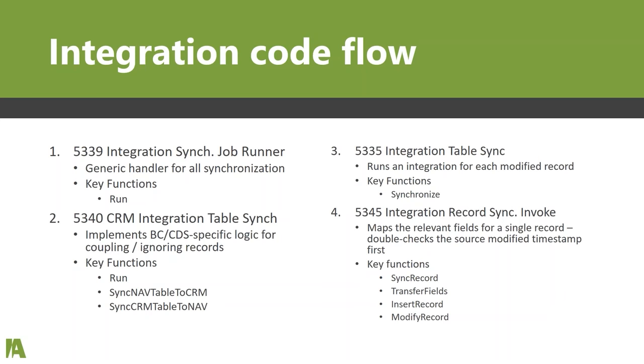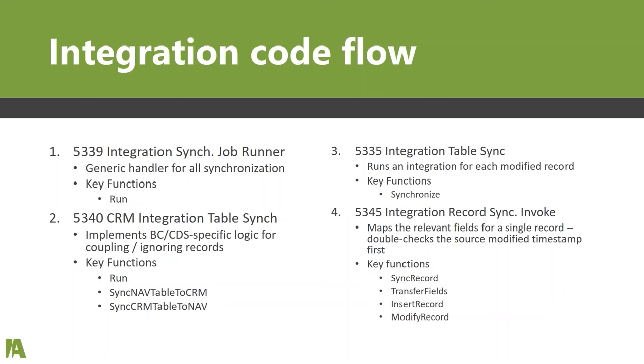So I have a listing of the code units that are actually important, in the order that they run, and I've pulled out some of the most important functions. As I was saying, all of the job queue jobs are set up to run the integration sync job runner with a table ID as a parameter. All that one does is pick up the integration record. On the integration record, there's also a code unit to run for the integration. All of the out-of-the-box ones and all the ones I've done are set to use the CRM integration table sync, which is the next step here.